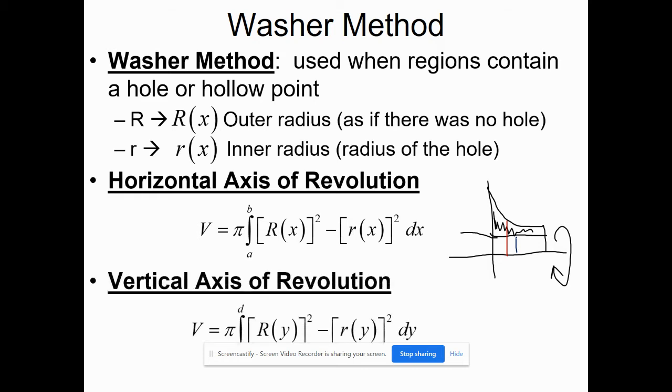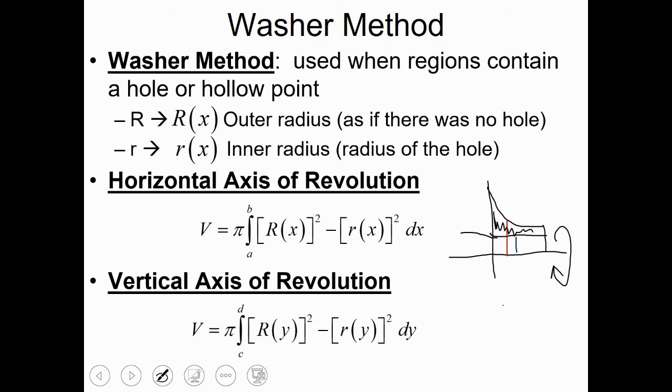If I go around a vertical axis of revolution, well, now everything is in terms of y's. I still have my big radius squared minus my small radius squared. And let me show you what this looks like. So let's say we're going around the y-axis, and we have this shape right here.